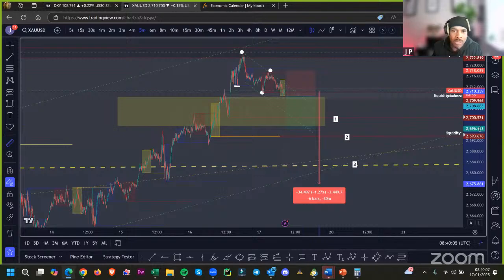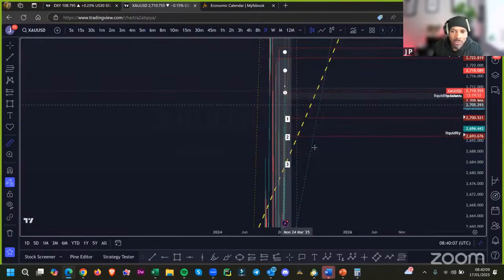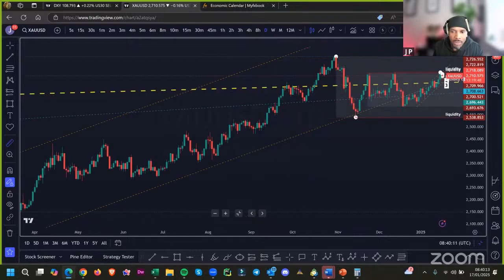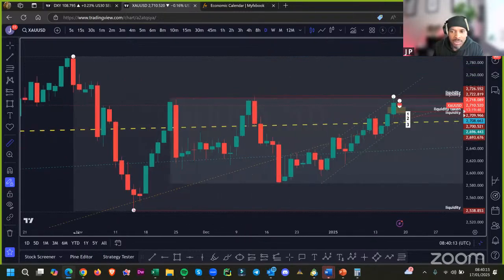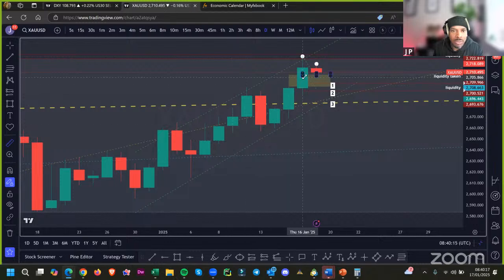How do I know that? Because I went to my daily chart over here, and I simply measured yesterday's candle. Okay, which I don't know why it's not showing me the information up here. Maybe I haven't got a setting on to show me the information about each candle, which is strange.